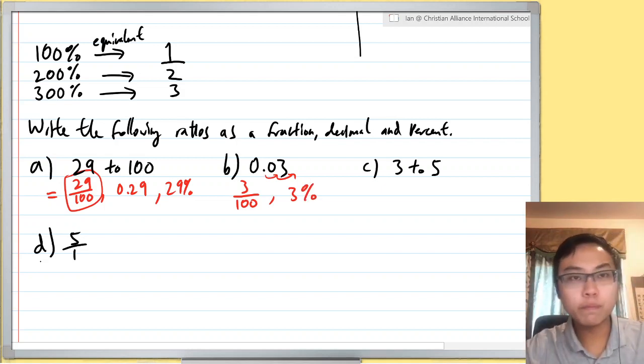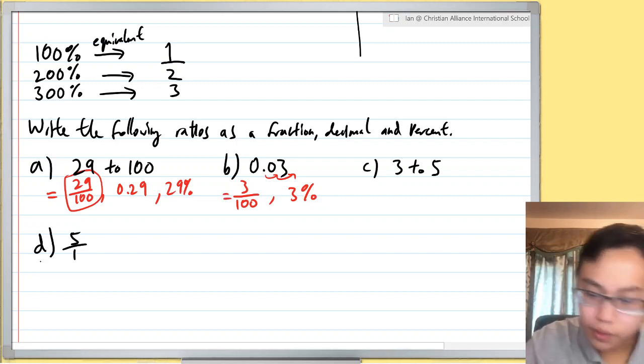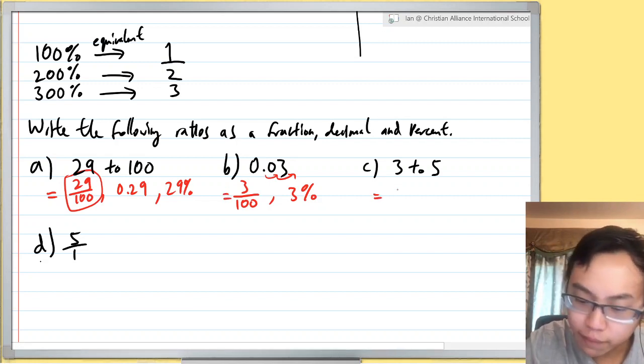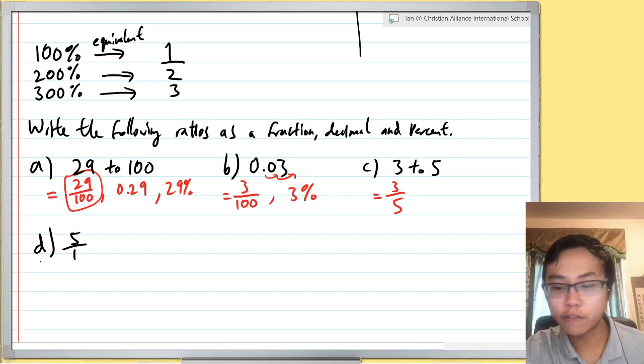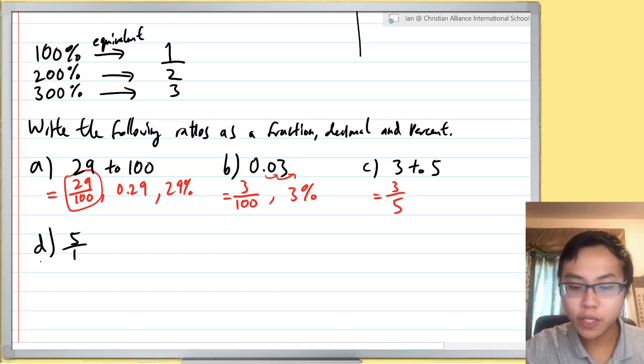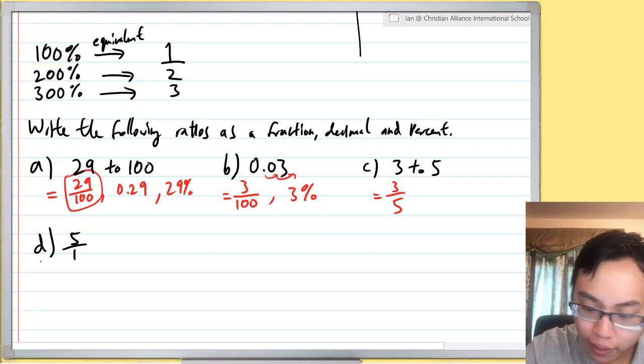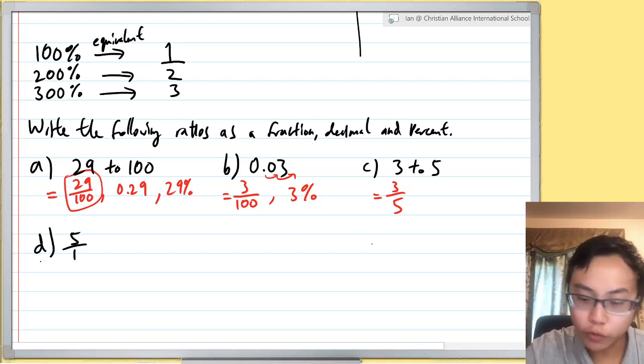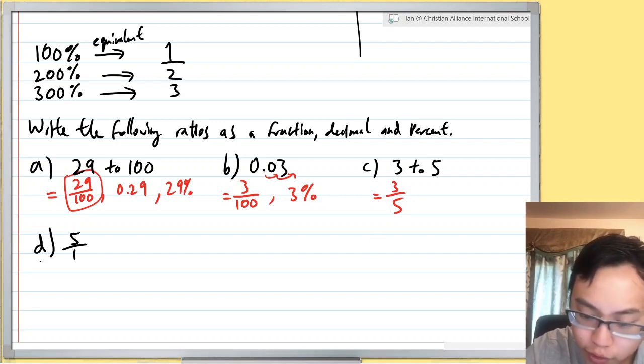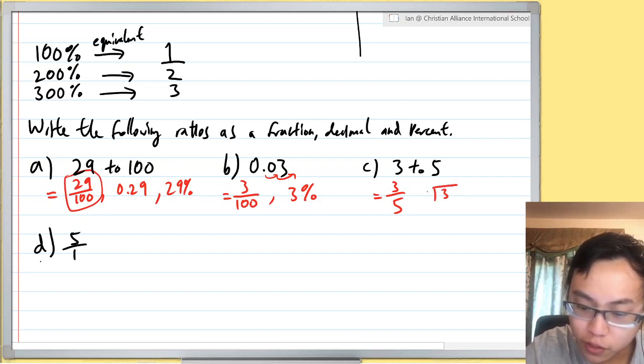It is already in decimal form. I don't need to write another decimal. Now for C, 3 to 5 is the same as 3 over 5 in terms of fraction. And then in terms of percent, what I want to do is divide 3 by 5. So let me do my working out over here. So 3 divided by 5, we want 3 to be in the division, divided by 5.